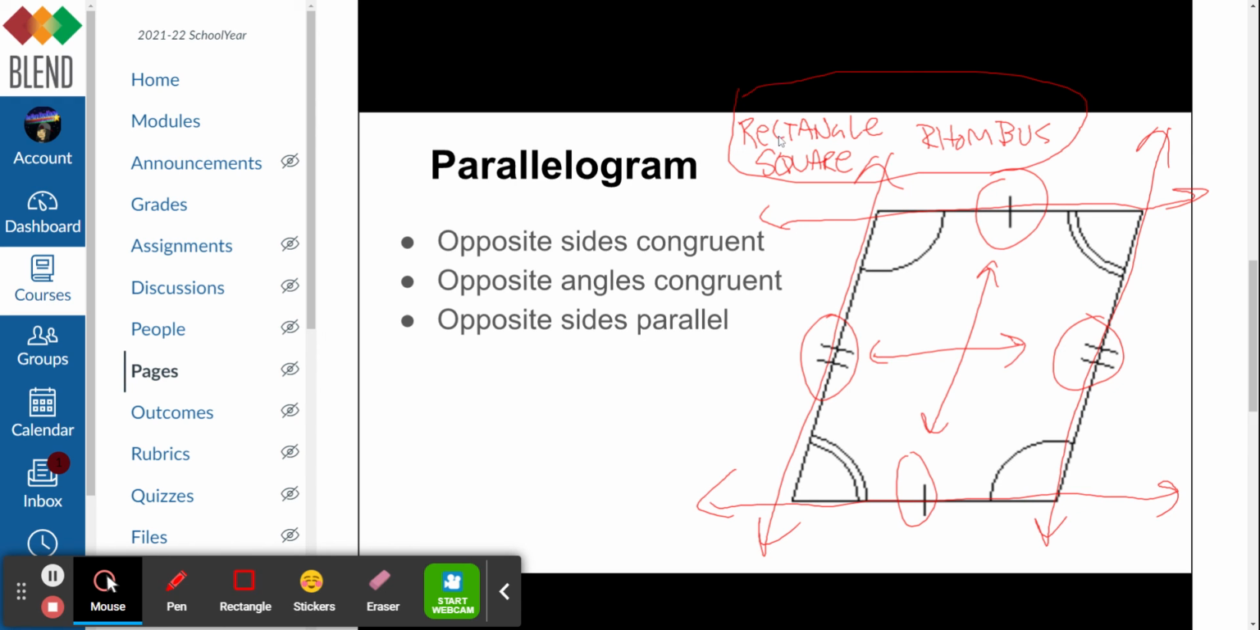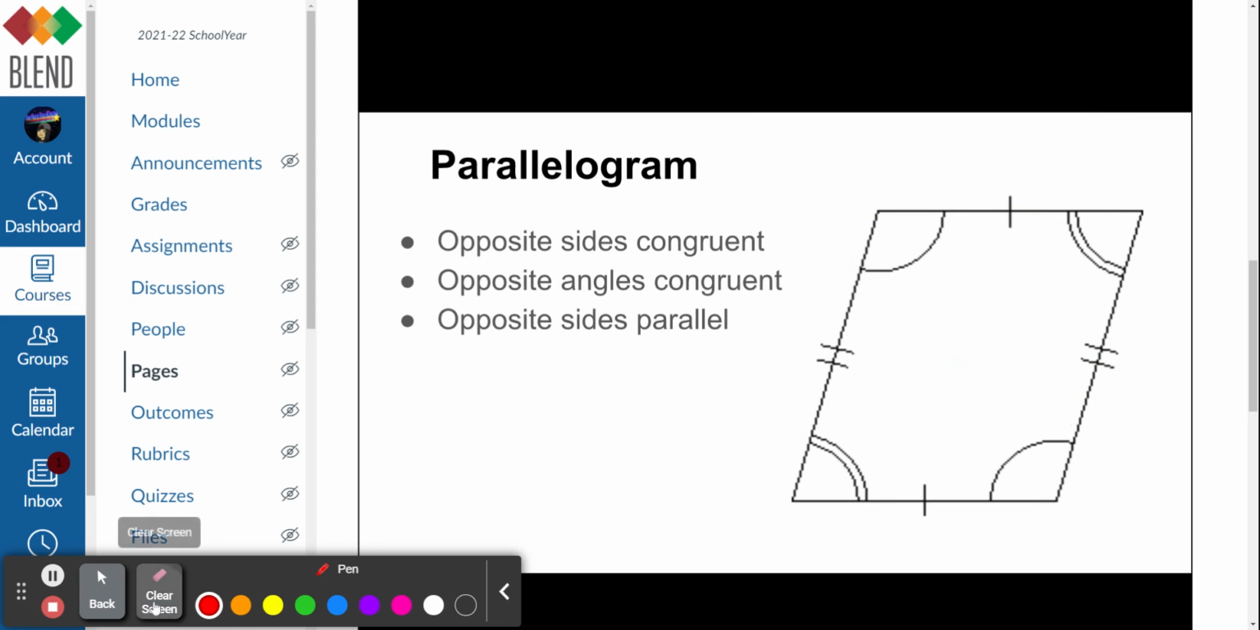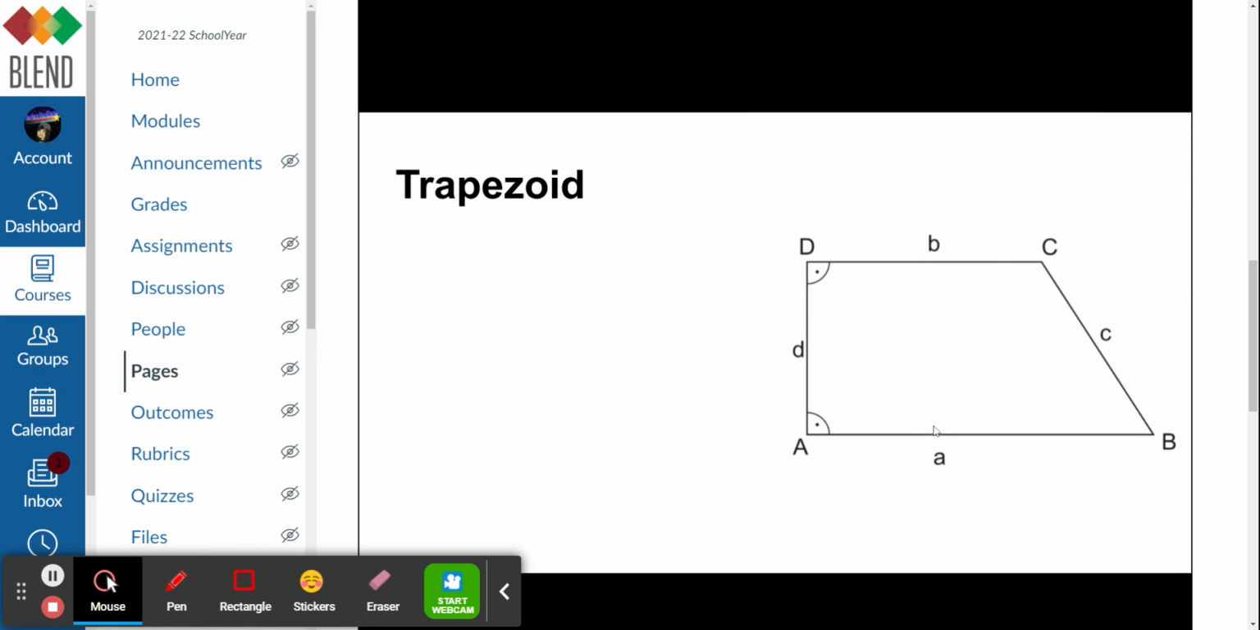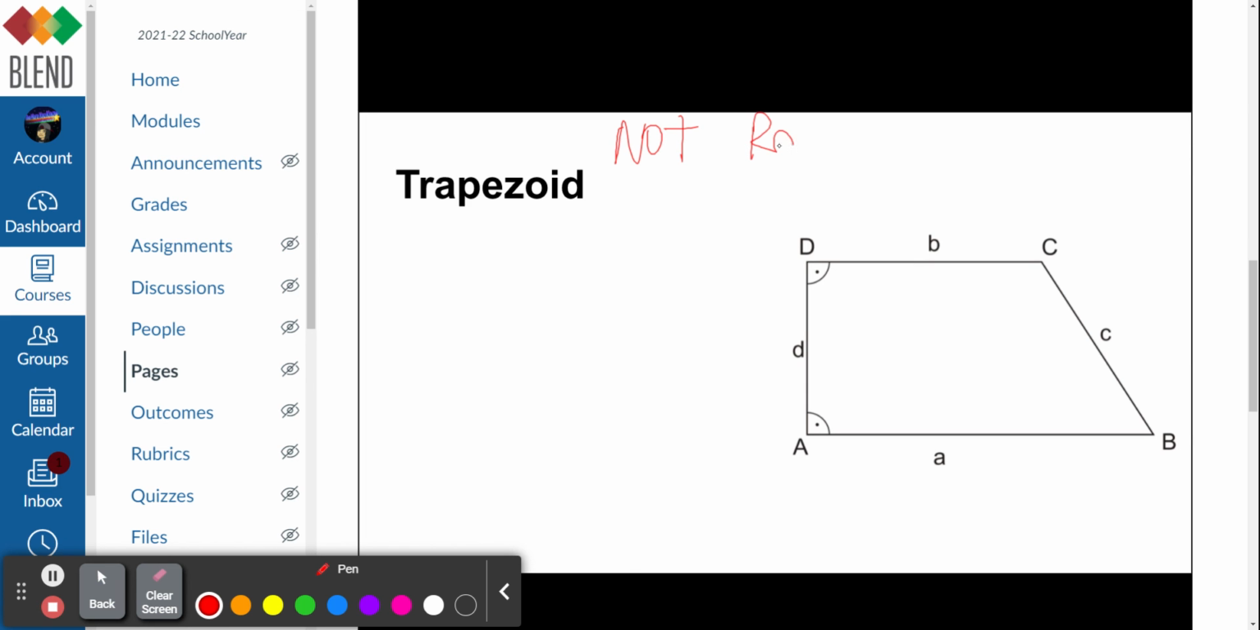So remember, a parallelogram is kind of your first generic term after quadrilateral, and then rectangles, squares, and rhombuses are parallelograms. All right, last ones. Got a couple more. Trapezoid. Trapezoid is one of the ones that does not follow parallelogram rules. A trapezoid is not a parallelogram.